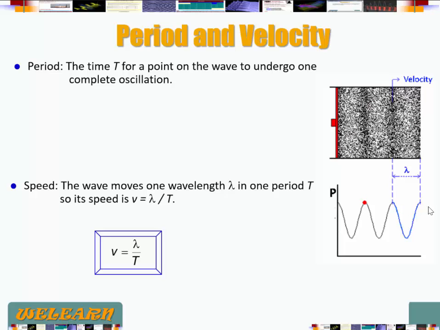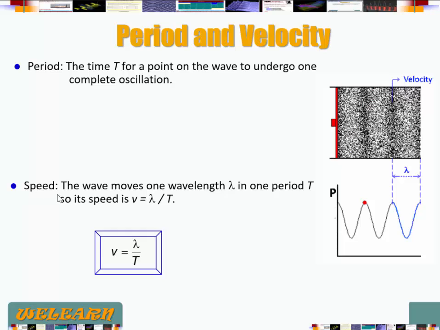The time for a point on the wave to undergo one complete oscillation is what we call the period. That's the time it takes, for example, this point on the string to move down and back up to the same point. That's what we call the period of the oscillation. The frequency, of course, will be the inverse of that.